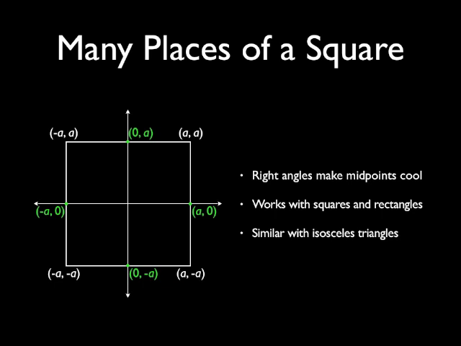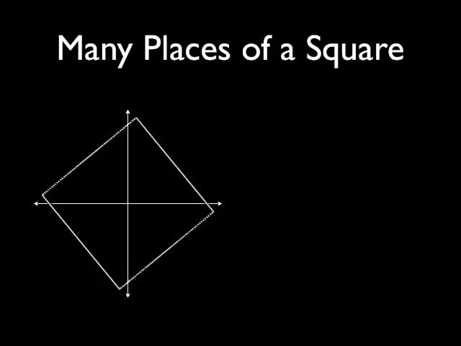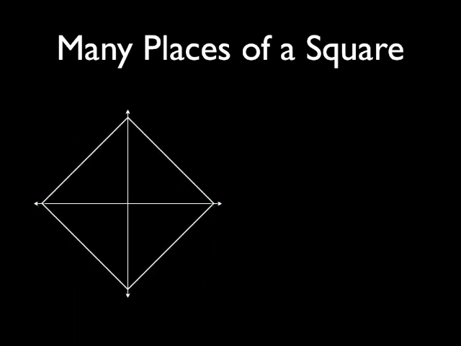But wait, this is not all. What if you wanted to work with the diagonals? In a situation like that, it might actually be easier to rotate the square. Now notice what the diagonals are. They become the x and y axes. And this is another property of squares that are really cool.